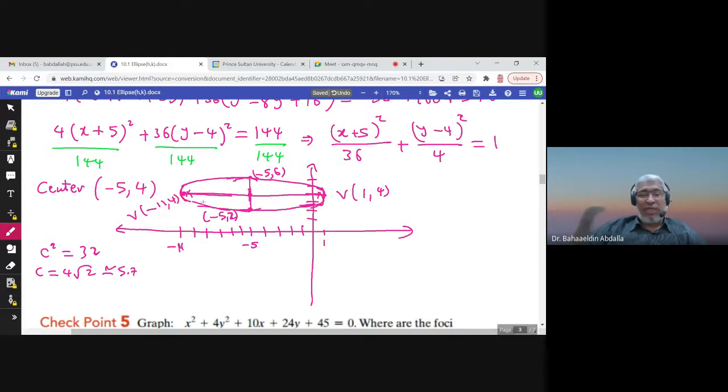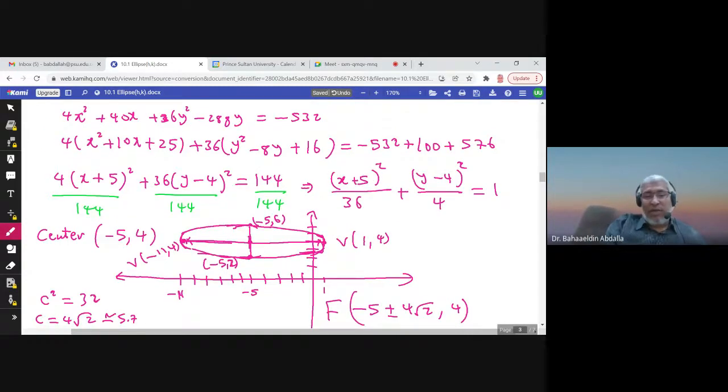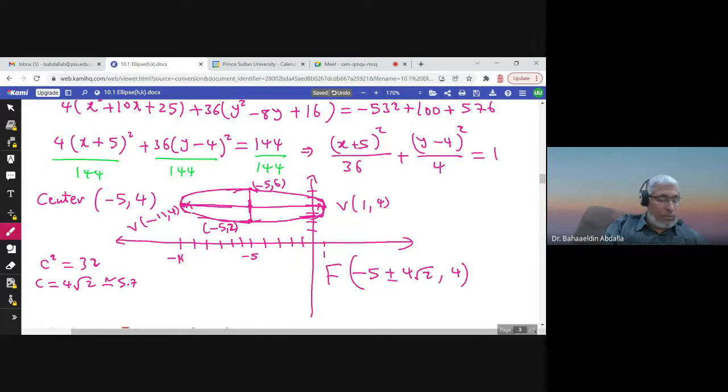And notice that I'll start from -5 and 4. Now, will I change the x coordinate or the y coordinate? Are you going up, down, or right, left? Right, left. So you change the x coordinates: -5 plus or minus 4 square root of 2. This would be the x coordinates of the two foci, and the y coordinate will remain the same. It is 4. So these will be the two foci, and this is the graph of the ellipse.